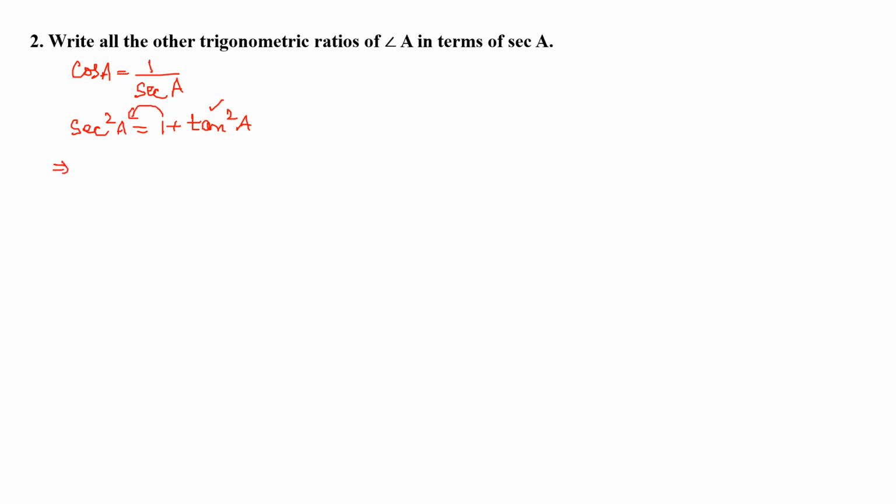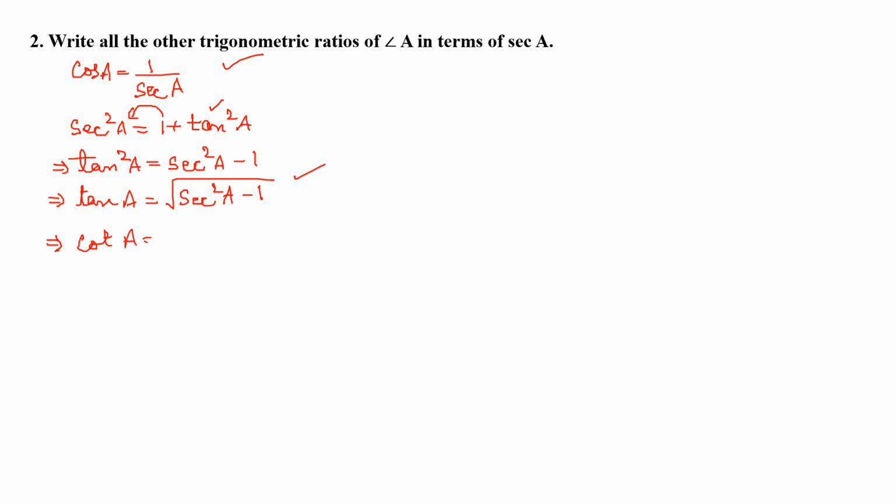So I can write it as tan square A is equal to sec square A minus 1. But we have to find the value of tan A, not tan square A. So tan A will be root of sec square A minus 1. So I have got the value of tan A in terms of sec A. Now once we know tan A, then the reciprocal of tan is cot, isn't it? That also I can express.